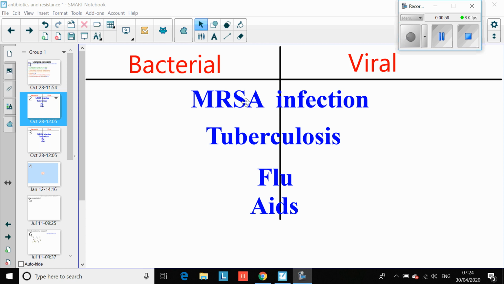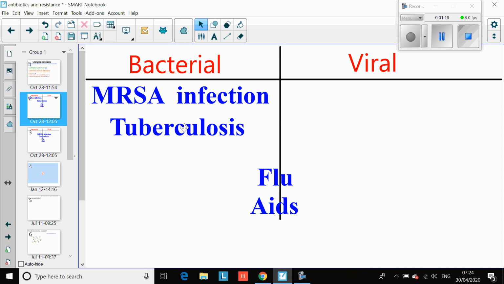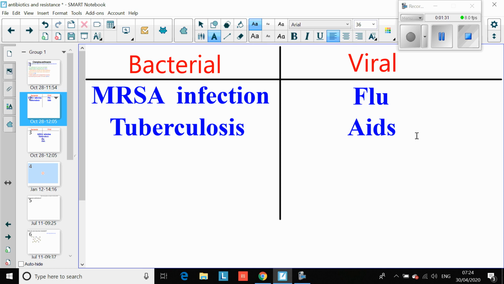Okay, so the ones you should have had. MRSA is a bacterial infection. Now that stands for methicillin resistant Staphylococcus aureus. Don't worry, you don't need to remember that. Obviously, it's resistant to something called methicillin, which you'll learn about later. Tuberculosis, that is also bacteria. Flu is viral, and AIDS is viral. Although actually that's a bit of a misdemeanor because that should be HIV, and AIDS is actually the syndrome caused by this virus. So that's not quite right, but there we go.